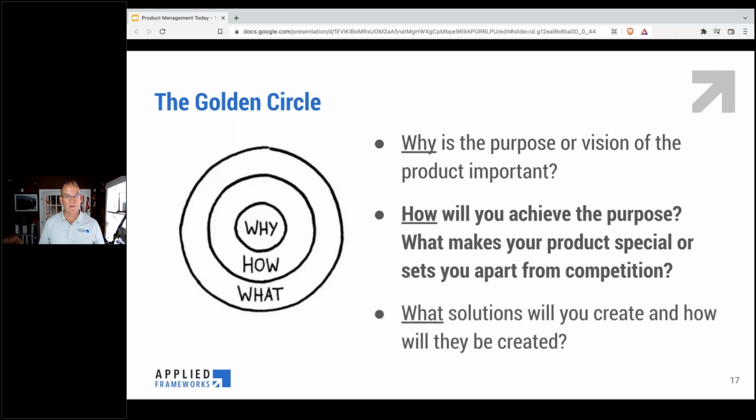Then we get into the what. What solutions will you create and how will they be created? So this very elegant framework allows us to really focus in on the how, and how is connected to the why. So this type of framework is very powerful, but don't rush it. This is something that can take a number of weeks to develop, with multiple opportunities for people to collaborate and discuss and refine over time. And I'll share an example in a moment.